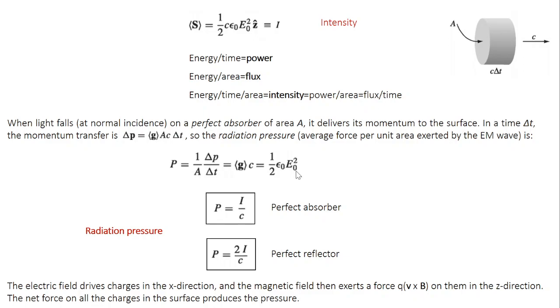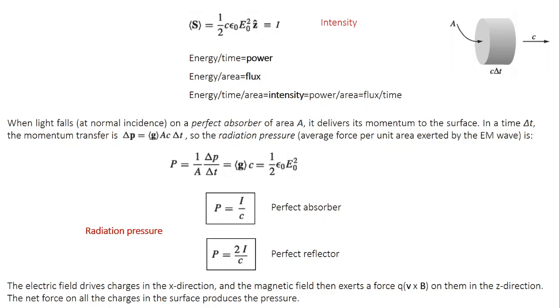C cancels, so you have half epsilon naught E naught square. Or in terms of intensity, you can write it as intensity I divided by C. So this is for a perfect absorber. In the case of a perfect reflector, the wave, instead of getting absorbed, is going to travel in the opposite direction, so you have to count the wave twice. Consequently, the radiation pressure is 2I divided by C.